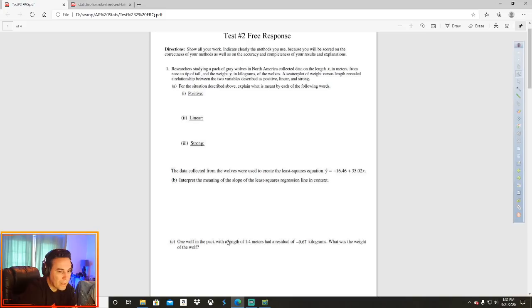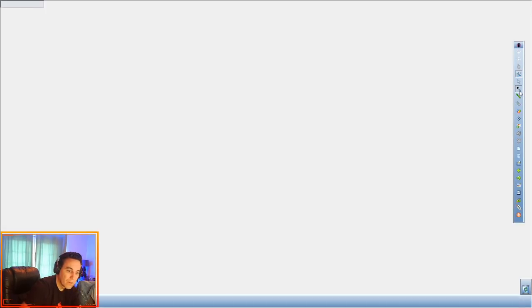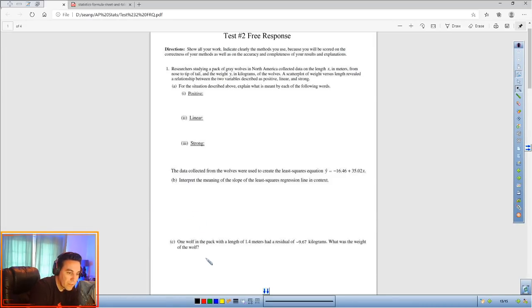Remember, like this one. I love this part. This wolf problem. This was like from 3 or 4 years ago. I love the wolf problem when they make you use the line to come up with the actual weight of the wolf. So they told you one wolf had a length of 1.4 meters, but a residual of negative 9.67. So remember, you had to take the model that you had for your wolf, and you had to plug in negative 16.46 plus 35.02 times the length 1.4. So you would plug in your 1.4.